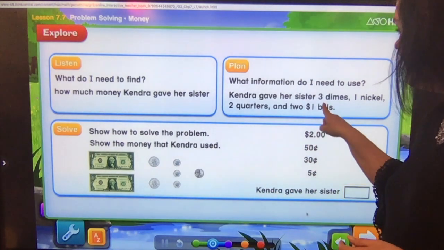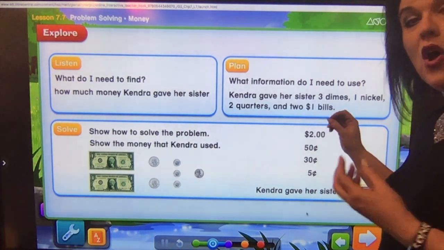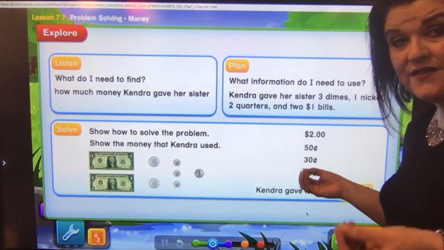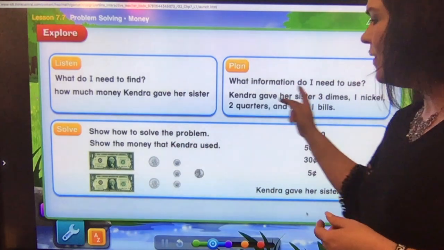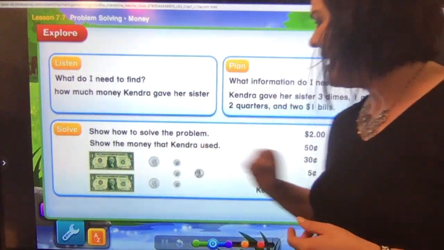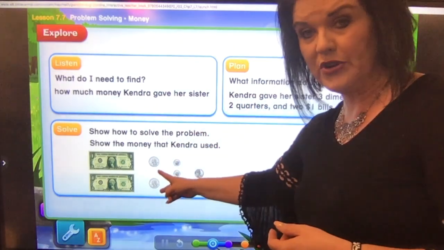All right, so right here, we started with 3 dimes, 1 nickel, 2 quarters, and $2 bills, but which one has the greatest value? The $2 bills. So we're going to put that first. So we put the $2 bills down here, and then the next would be the 2 quarters. So then you would put your 2 quarters.